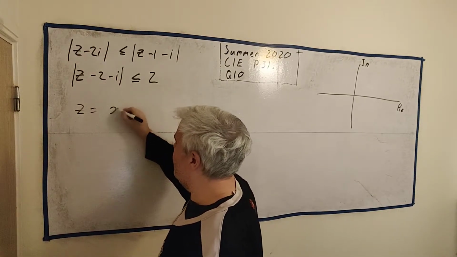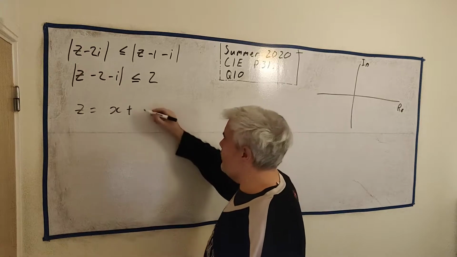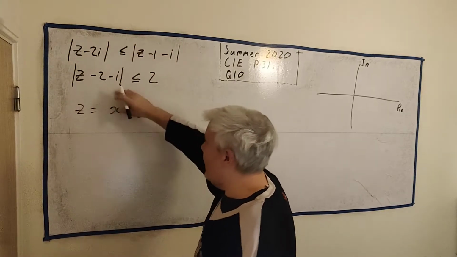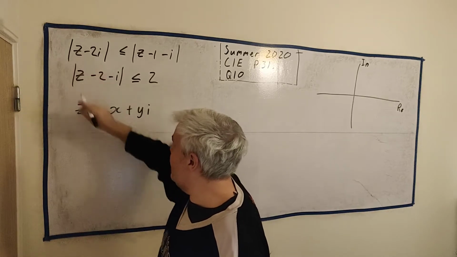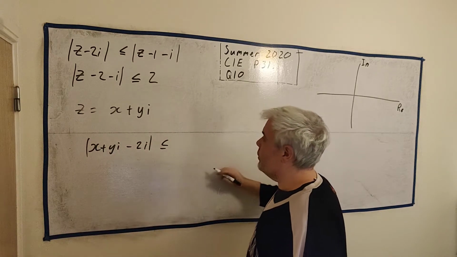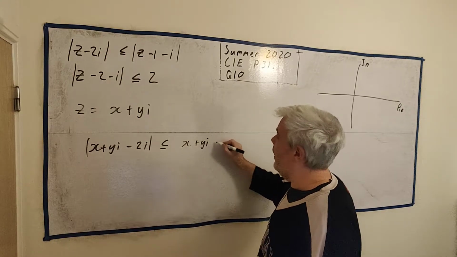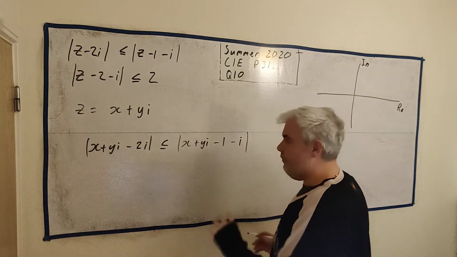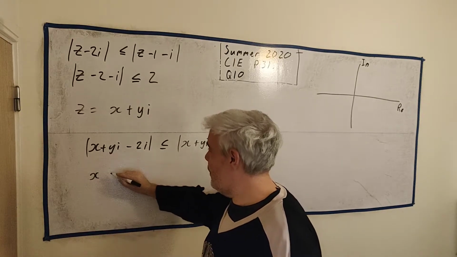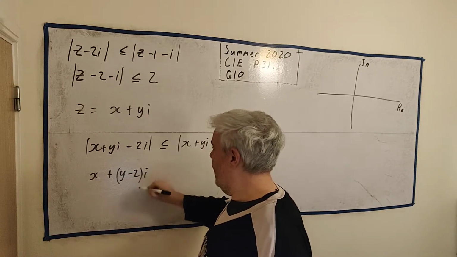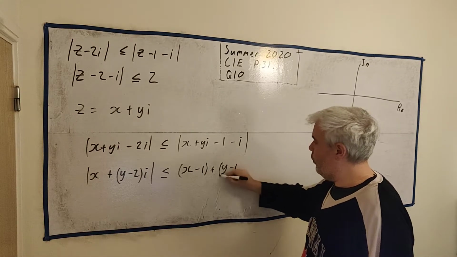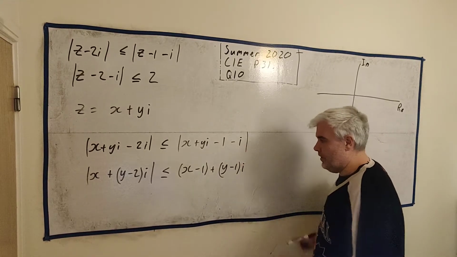First, I'm going to replace Z with a much more useful, at least for our old style of thinking, way, x plus yi. Now let me do both of these. I'll do the top one first and then we'll do the second one separately. So the top one, instead of z, I'm going to write in x plus yi minus 2i is less than or equal to x plus yi minus 1 minus i. Now if I group all these together, I get all the real parts, that's just x in this case. I'll get all the imaginary parts, that's y minus 2 times i, and again over here I'll do that. We'll get x minus 1 plus y minus 1 times i. So 1 times i, that's where I got this i.